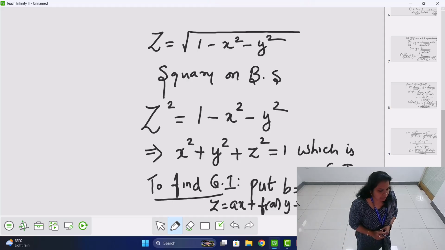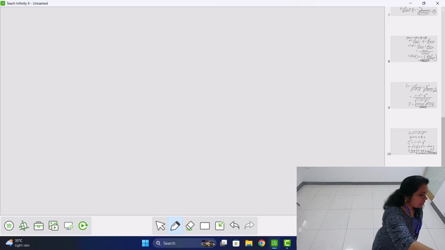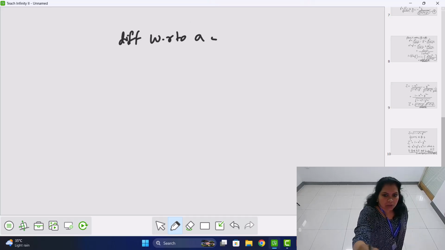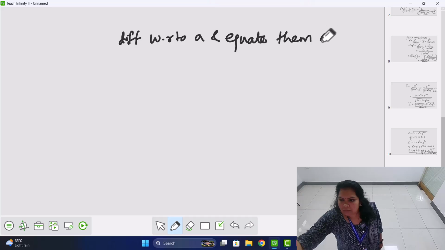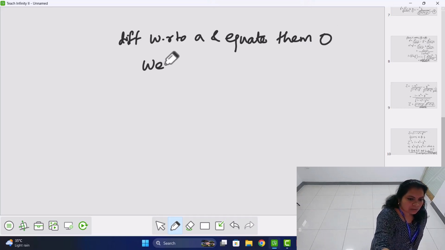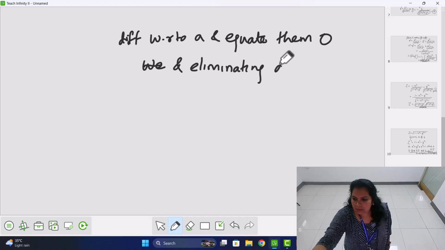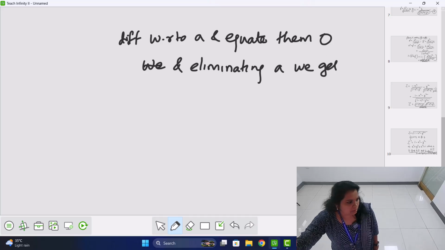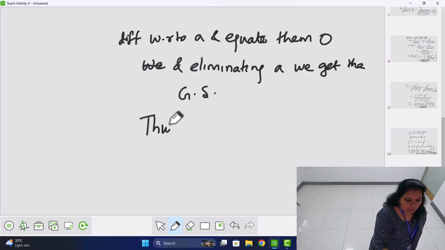So from here we come to know that we can differentiate partially with respect to a and equate them to 0, and eliminating a, we get the general solution. So, thus the problem is solved.